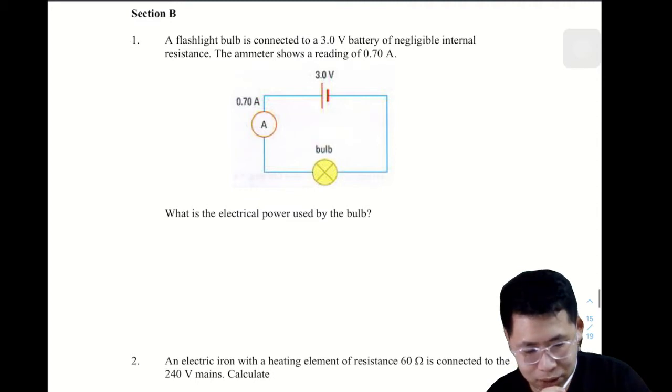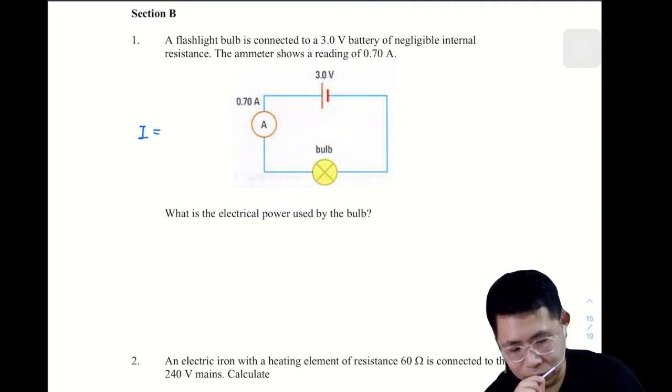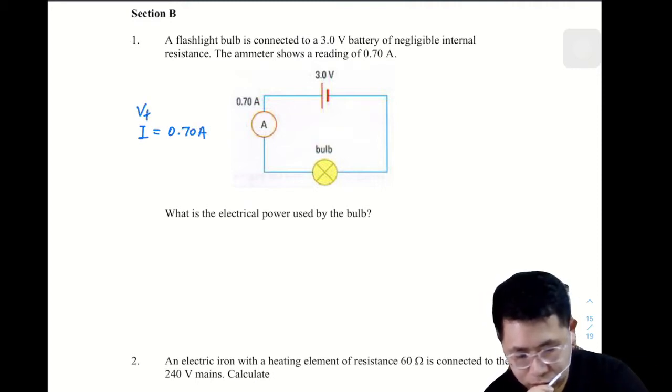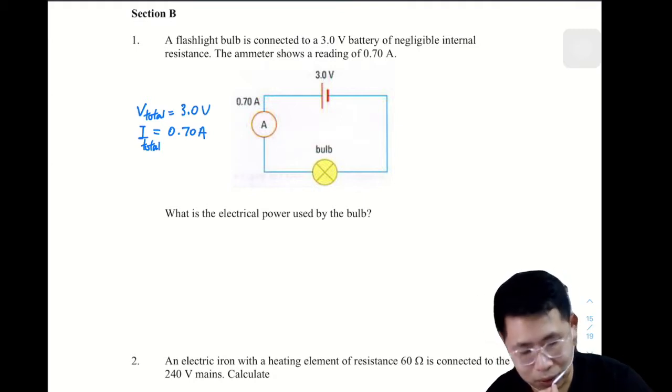Ammeter shows a reading of 0.7 ampere, so meaning the current will be equals to 0.70 ampere. What else is given? The total voltage and the total current. The total voltage is given by 3.0 volts. So what is the electrical power used by the bulb?